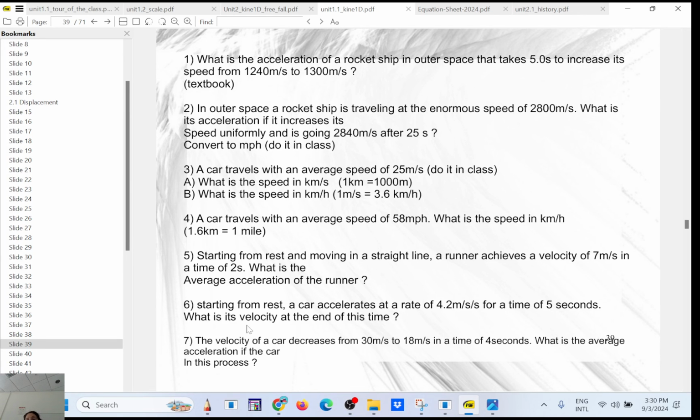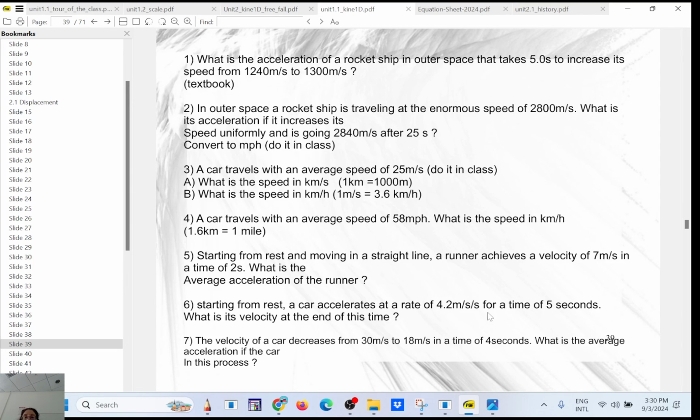Oh, no, number 6. So this one is easy, right? So you increase your speed by 4.2 meters per second. So every second, you go faster by 4.2. So after 5 seconds, what's going to be your speed? Very good, right? You multiply by 5. You have to speak out. And then it's good, to take the stress out. You don't hesitate. Let it go, right?